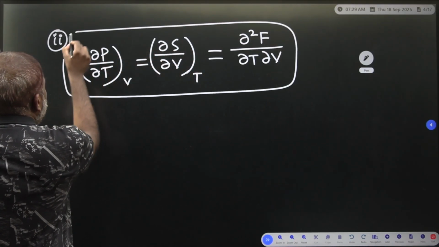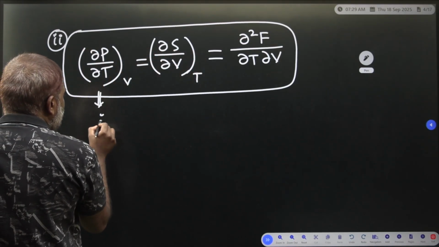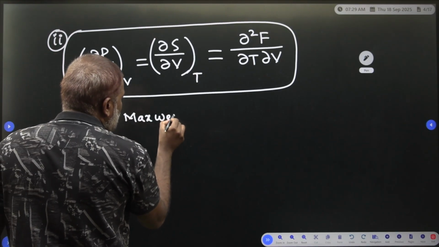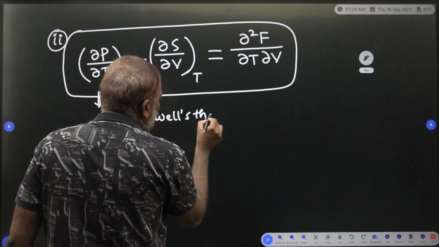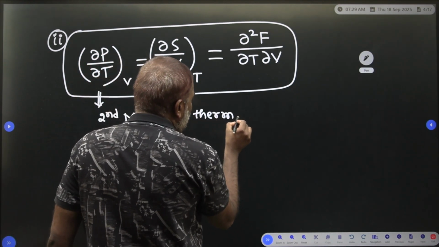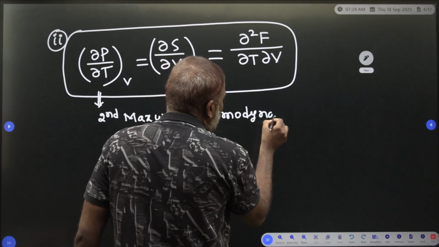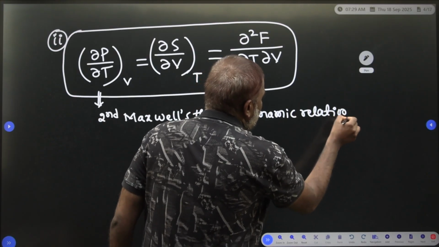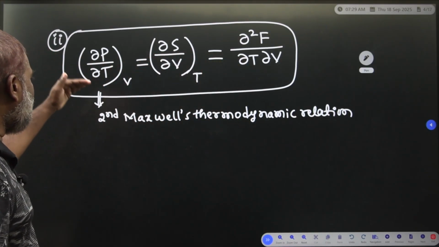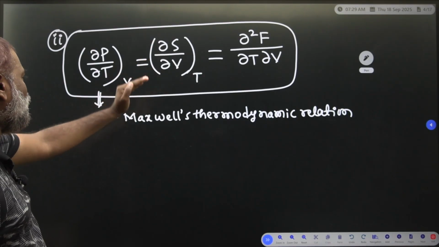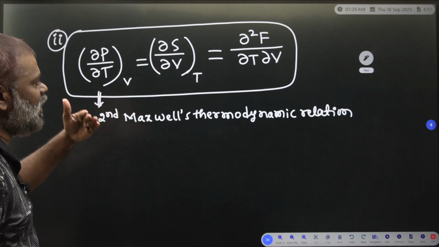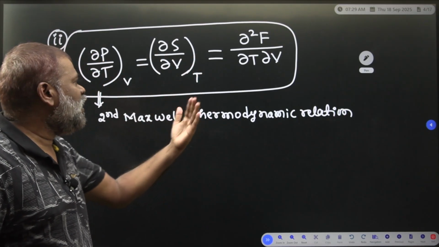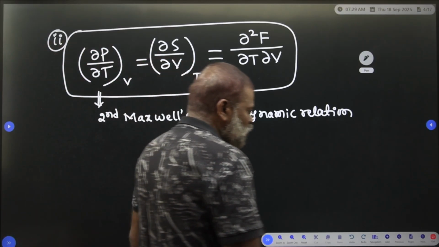So what is this relation? This relation we are going to take as the second Maxwell's thermodynamic relation. The second Maxwell's thermodynamic relation is this one: ∂P/∂T at constant volume is equal to ∂S/∂V at constant temperature, which is equal to ∂²F/∂T∂V.